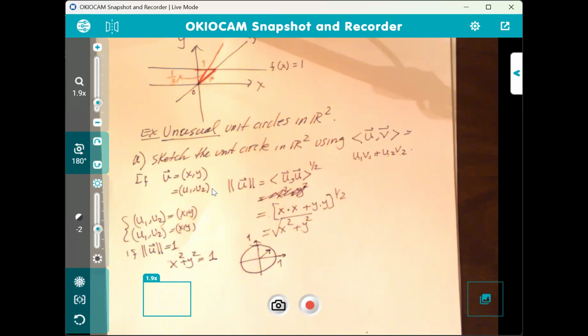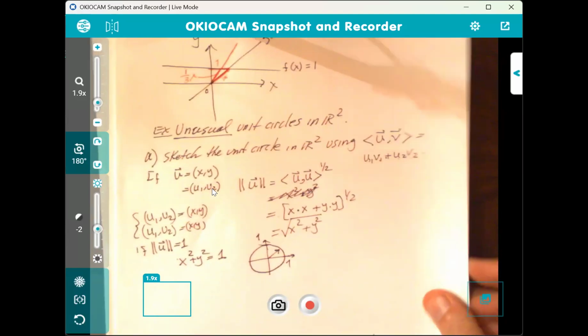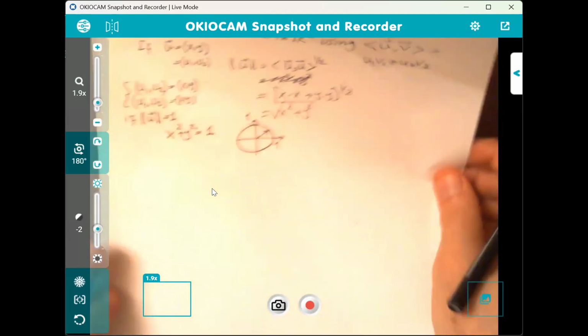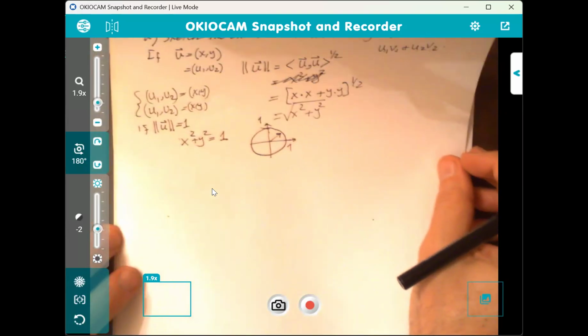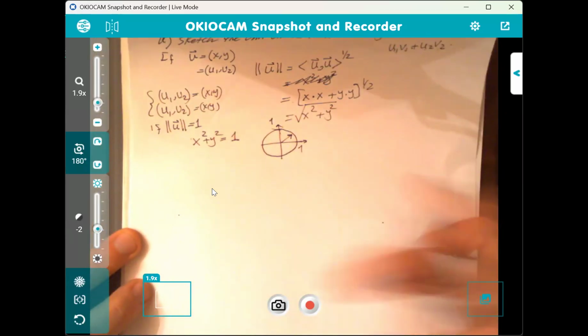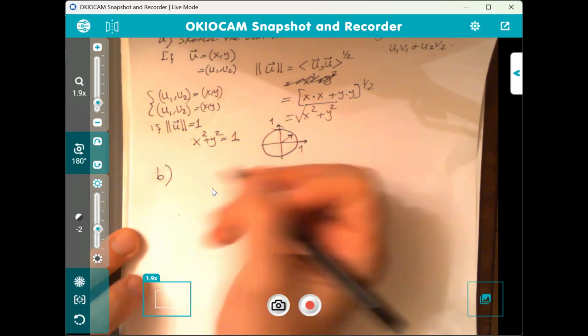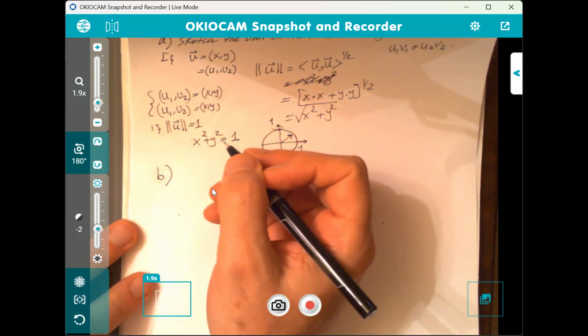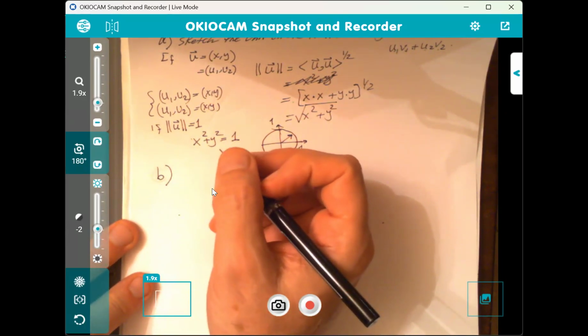Hopefully everybody is good so far. Now, let's actually change this a little bit. So what I'm doing now, I'm actually defining a non-standard, non-Euclidean inner product.